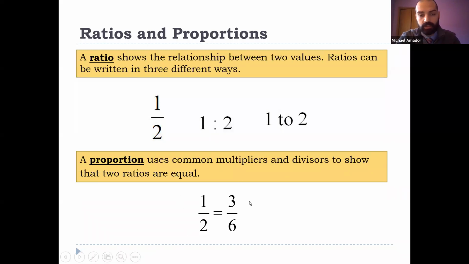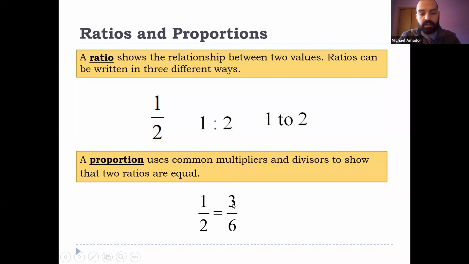So I want everyone to look at these two fractions, and I want you to determine if they are actually equivalent. Show me on your hands, are these fractions equivalent? Is 1/2 equal to 3/6? Yeah, they are. 1/2 is equal to 3/6.